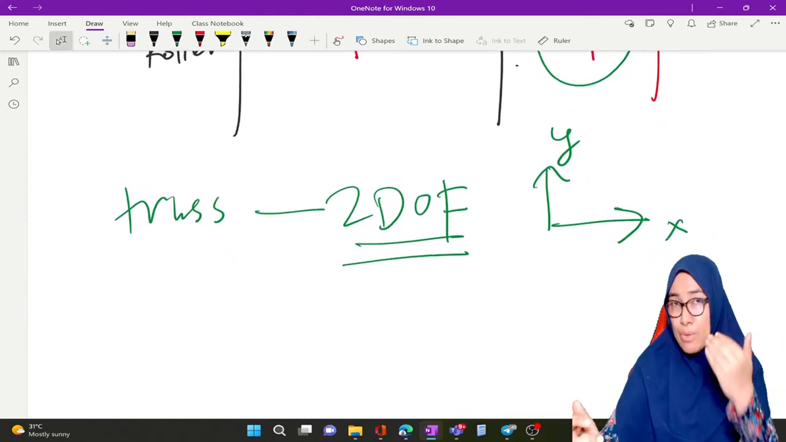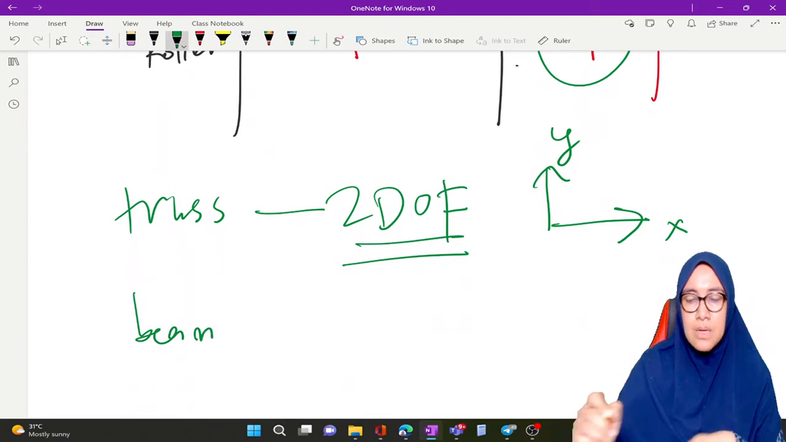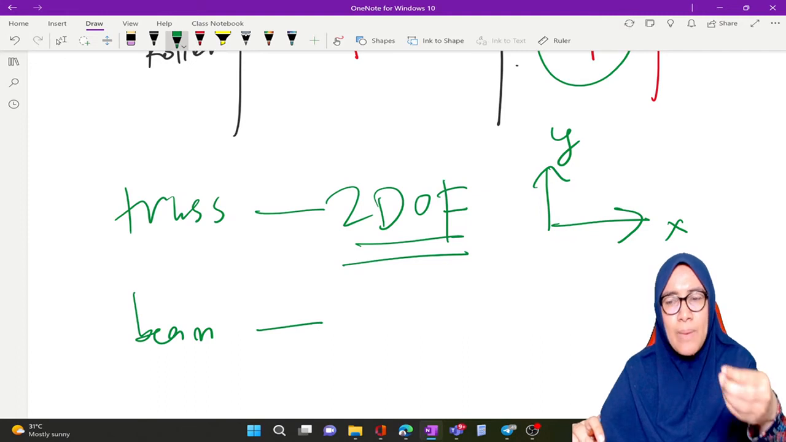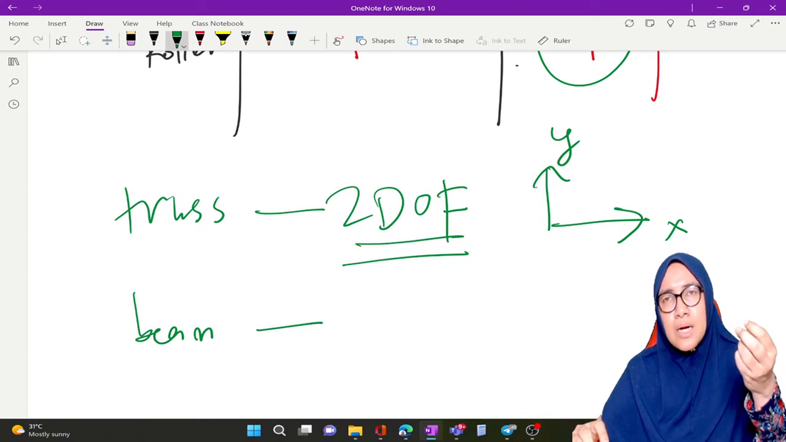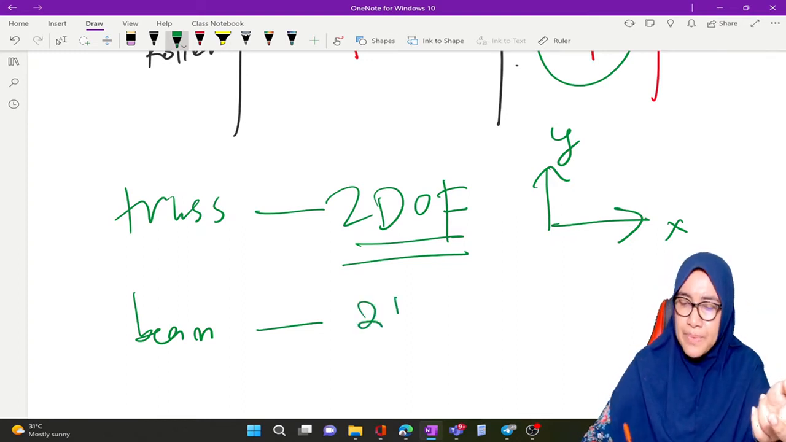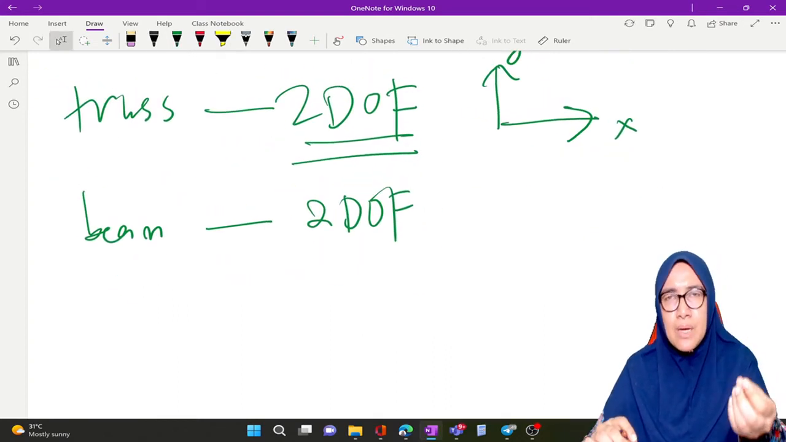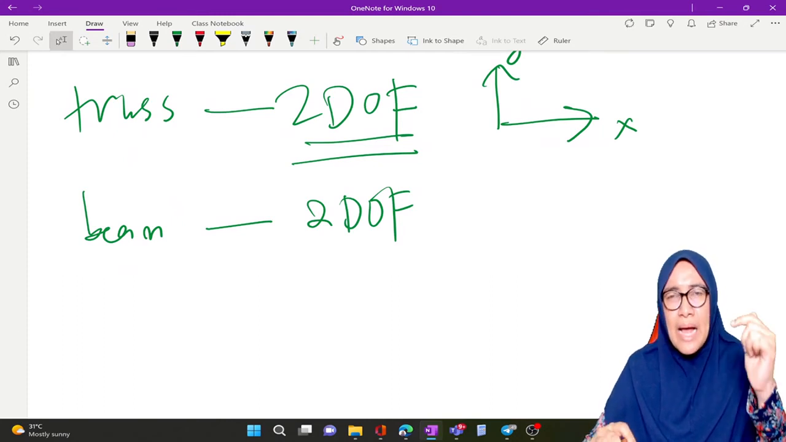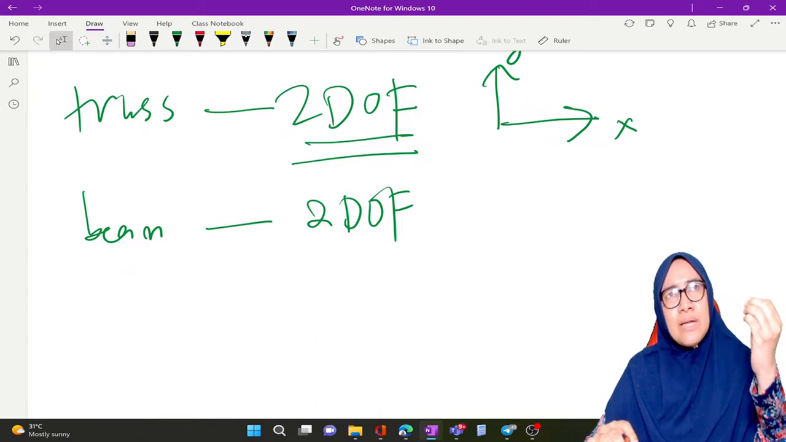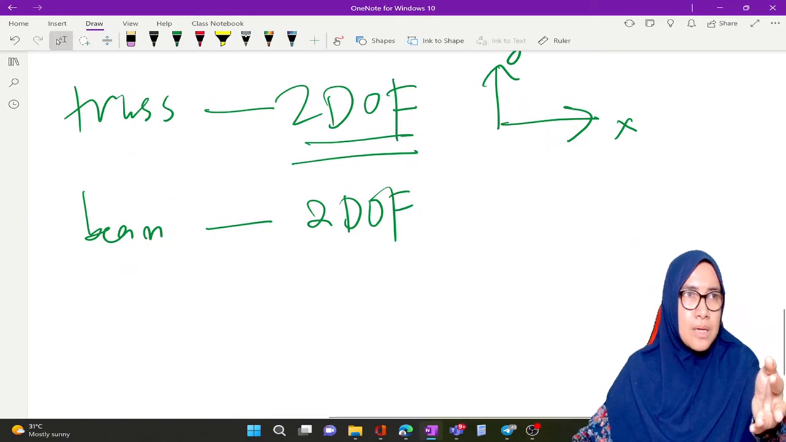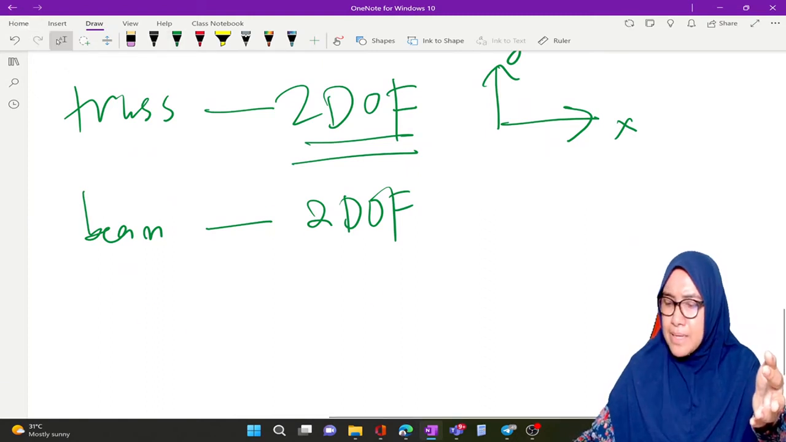Then when we move to beam, how many degrees of freedom? In beam, we count as 2 as well, because in beam horizontal force and horizontal displacement equal 0. The displacement in beam can be neglected.